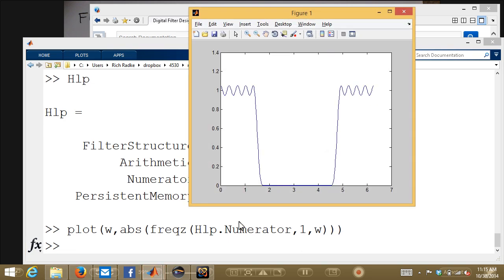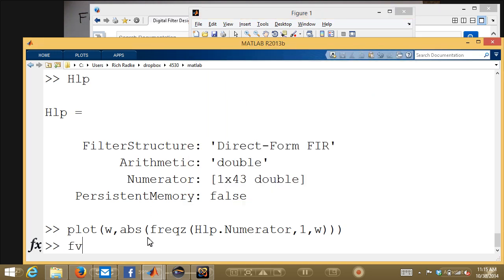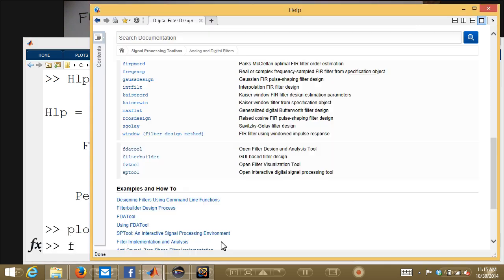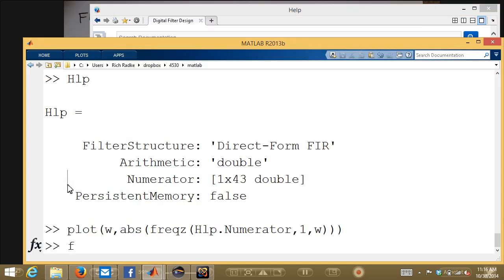So here is the filter that I designed, and again, it gives me something that satisfies my stop band requirements and gives me the right pass band and stop band location. And the one thing is that I don't think I specified the pass band ripple. If I wanted to do more, so this filter, what was the other thing? FDA tool, yeah, that was the one.